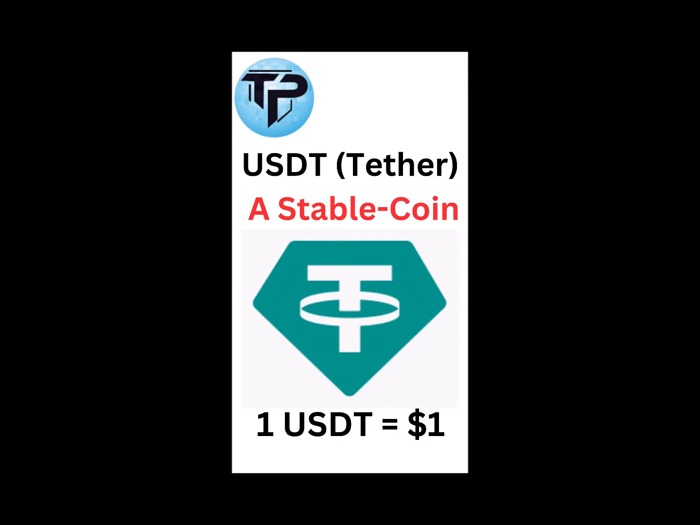Now, what we are actually trading here, what we are actually buying and selling, is a crypto coin called USDT, otherwise known as Tether. Tether is a stable coin, and by stable coin I mean it is stable at a given price. One USDT will always be worth $1. This makes this trading immune from the volatility that you normally associate with cryptocurrencies.